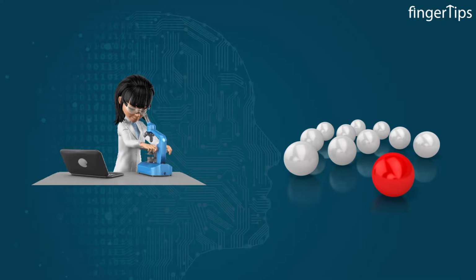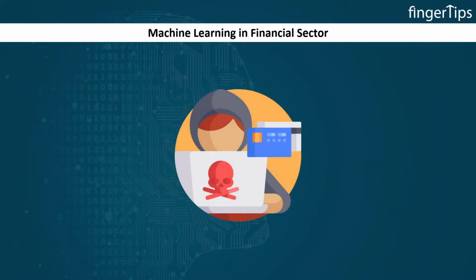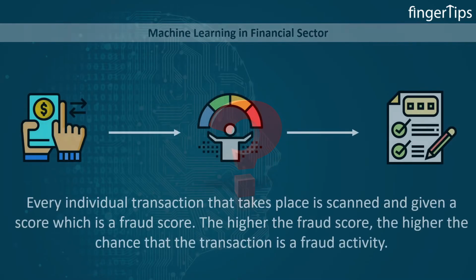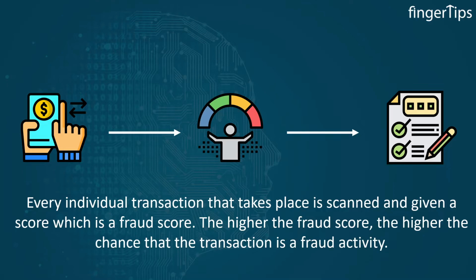Now, machine learning is also applicable in the finance sector. Frauds are very common in this field, and thus fraud detection is very popular in the same sector. Machine learning is capable of fraud detection. But how is it possible? Machine learning algorithms go through various transactions and identify unusual or fraudulent behavior, if any. Every individual transaction that takes place is scanned and given a score, which is a fraud score. The higher the fraud score, the higher are the chances that a transaction is a fraud activity.